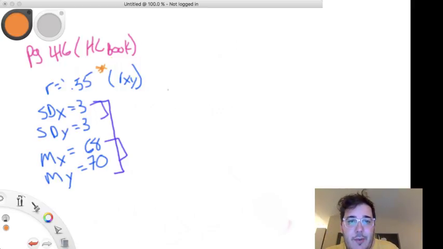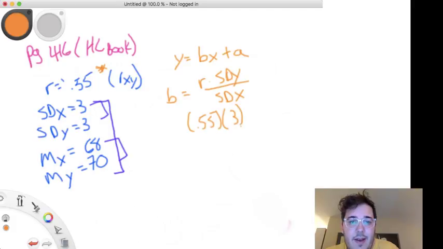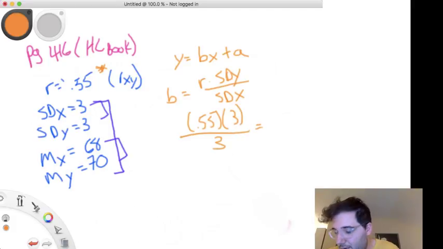Okay, so then we know that y equals bx plus a, right? B equals r times sdy over sdx. So that just equals 0.55 times 3 divided by 3. So b equals 0.55. Right? 0.55 times 3 divided by 3, those just cancel out, so b equals 0.55.